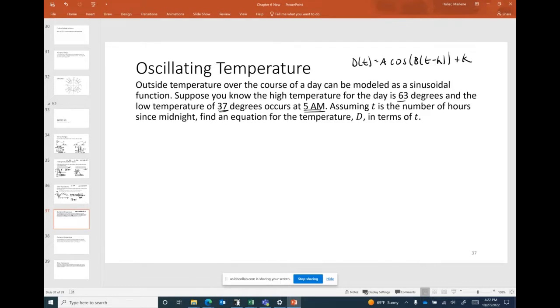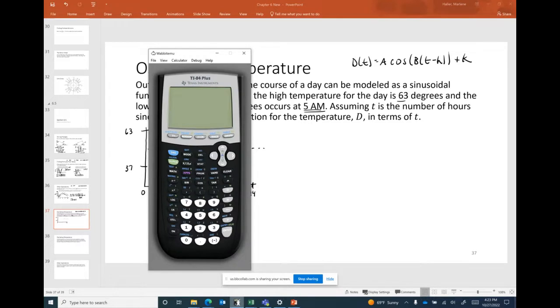Now let's draw a little graph and see if we can think a little bit about what this is looking like. All right, so the temperature is going to be our vertical axis. Time will be our horizontal axis. And we have 5 a.m. There's 24 hours in a day, right? So let's say our period is going to have to be 24 hours. And we're oscillating between 37 and 63, so we'll say 37 is there. We'll say 63 is there. Where's our midline? Let's see, what is 63 minus 37 divided by, let's see what that is.